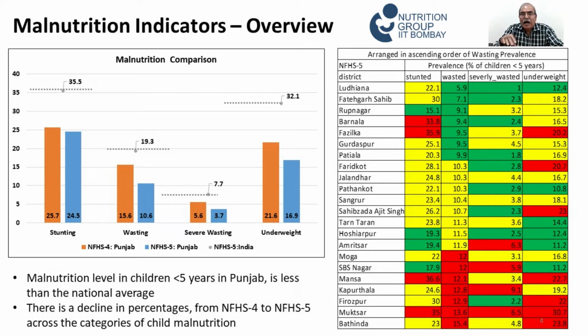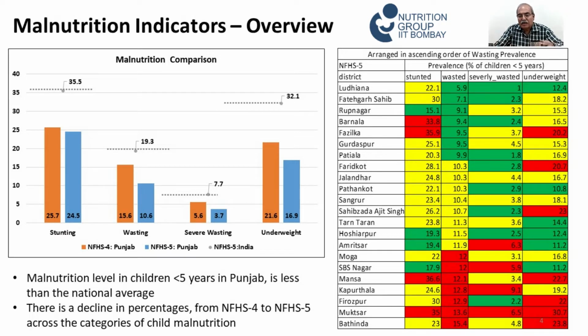Here you see at a glance Punjab's performance in terms of stunting, wasting, severe wasting and underweight between NFHS 4 and NFHS 5, and you see steady reduction. But you also notice that Punjab's position is way better than the all India averages. These are the dotted lines and the figures are there. On the right hand side, we also show you the districts color coded in terms of these parameters.